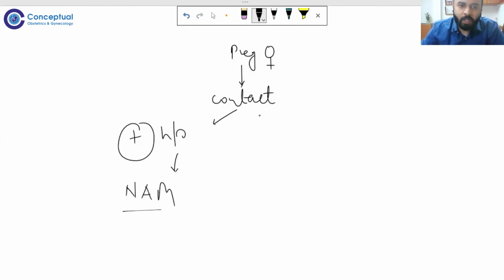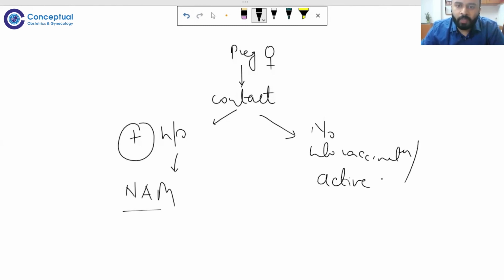But if she gives me no positive history, as in no history of vaccination or active infection in the past, then this female will be given VZIG if she's coming to me under 10 days of her contact.